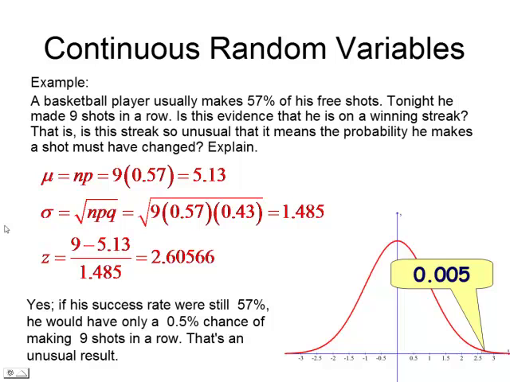So the answer is yes. If his success rate were still 57%, he would only have a 0.005 chance of making 9 shots in a row. That's an unusual result.